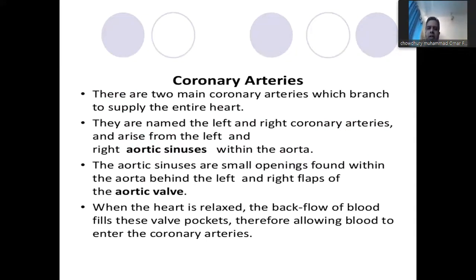There are two main coronary arteries which branch to supply the entire heart. They are named the left and right coronary arteries and arise from the left and right aortic sinuses within the aorta. The aortic sinuses are small openings found within the aorta behind the left and right flaps of the aortic valve. When the heart is relaxed, the backflow of blood fills these valve pockets, therefore allowing blood to enter the coronary arteries.